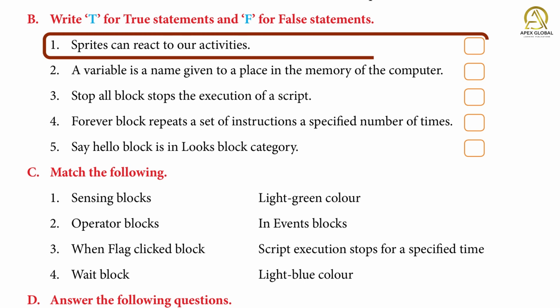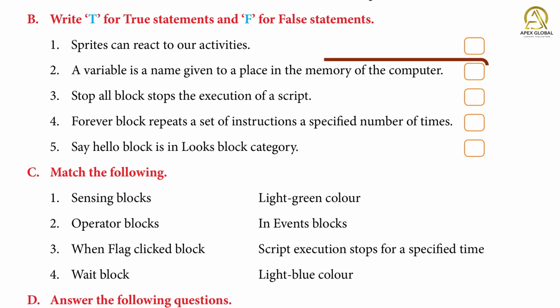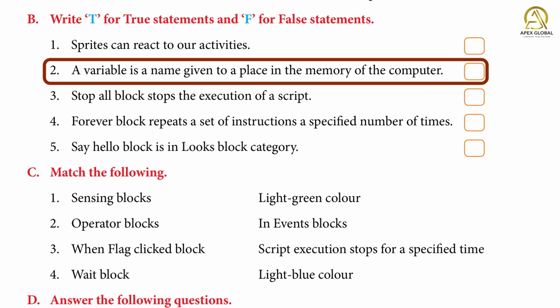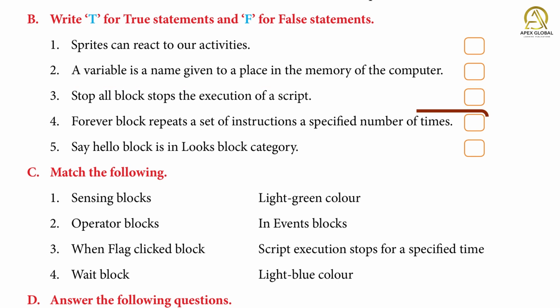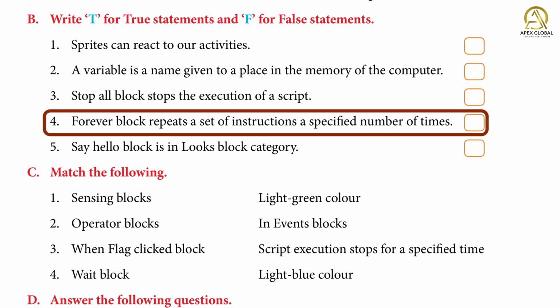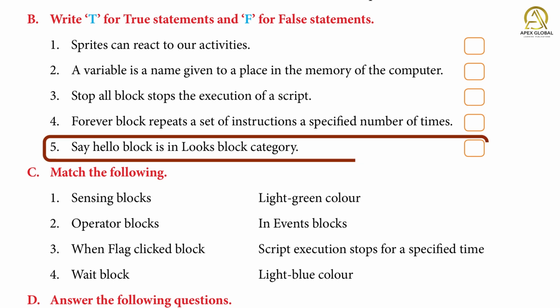1. Sprites can react to our activities. Answer: true. 2. A variable is a name given to a place in the memory of the computer. Answer: true. 3. Stop all blocks stop the execution of a script. Answer: false. 4. Forever block repeats a set of instructions a specified number of times. Answer: true. 5. Say hello block is in the Looks block category. Answer: false.